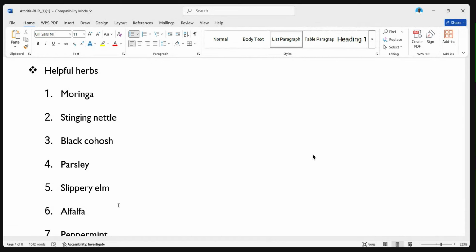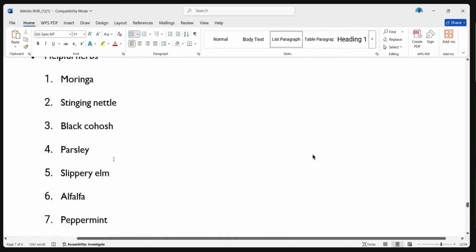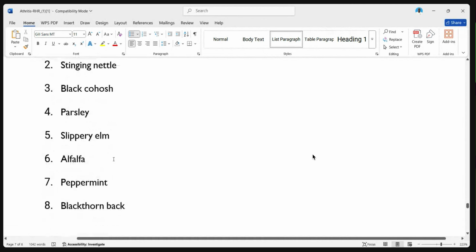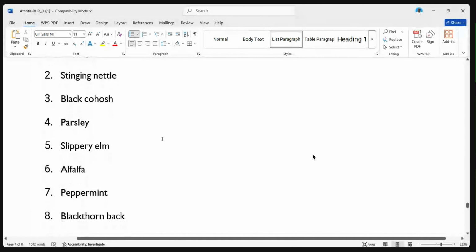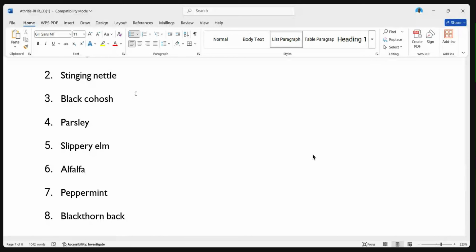Alfalfa is on a lot of minerals, a lot of it. And then blackthorn bark. In my formula, nimeweka moringa, stinging nettle kwa wingi sana. Stinging nettle ndio mingi sana, then moringa inaifuata kidogo, and then nikaweka slippery elm. Alfalfa pia nimeweka nyingi sana, and then what else did I add? Then parsley pia. I didn't include black cohosh because it's a little bit expensive.